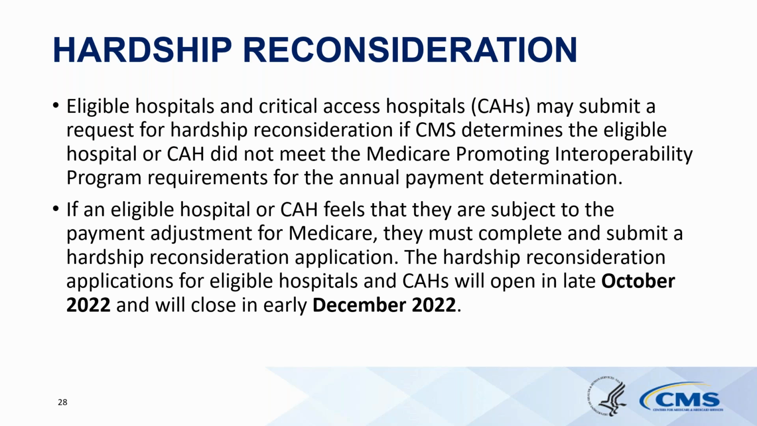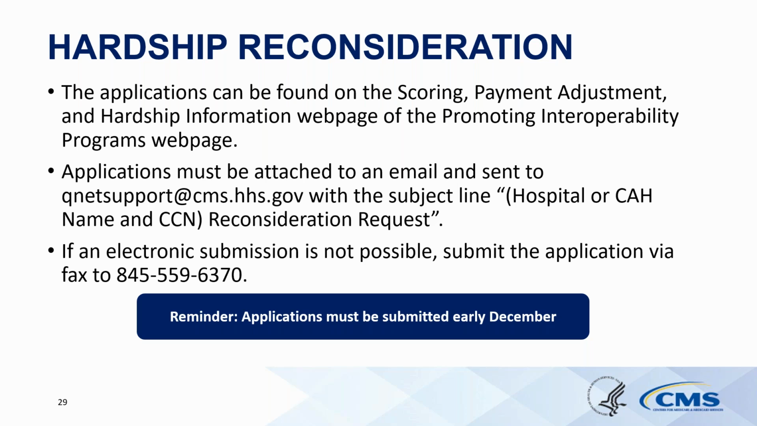The hardship reconsideration application will open in late October, probably the last week of October, and will close in early December of 2022. The applications will be found on the scoring, payment adjustment and hardship information webpage of the Promoting Interoperability Program. Applications must be attached to an email and sent to qnetsupport@cms.hhs.gov with the subject line hospital or CAH with their name and their CCN and reconsideration request.